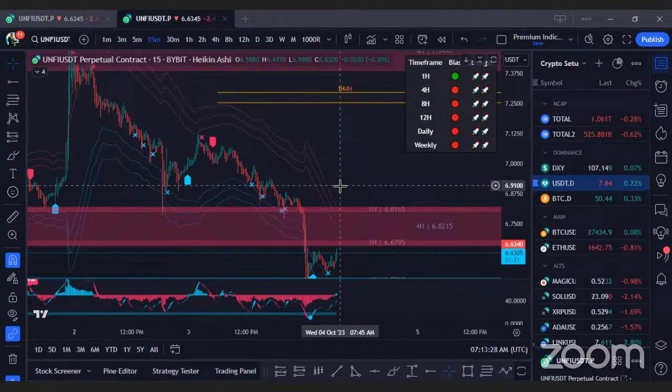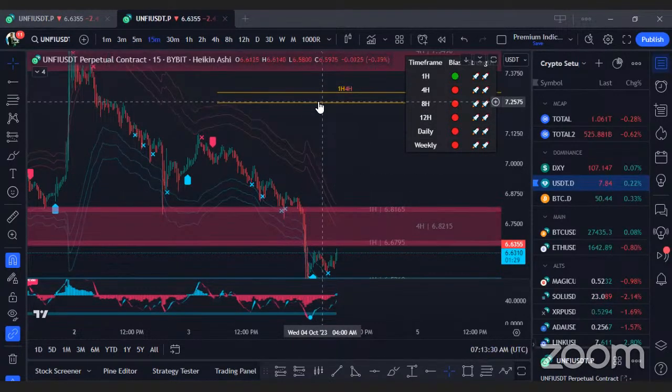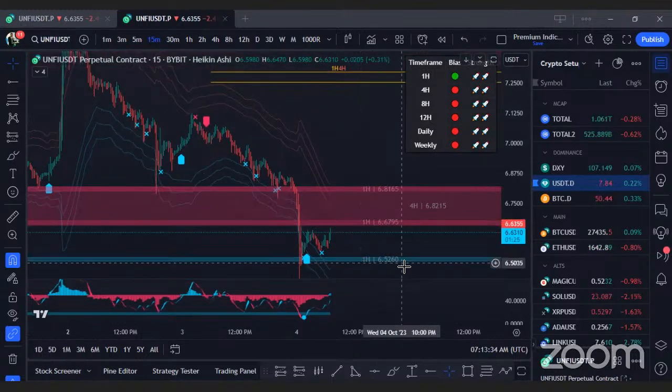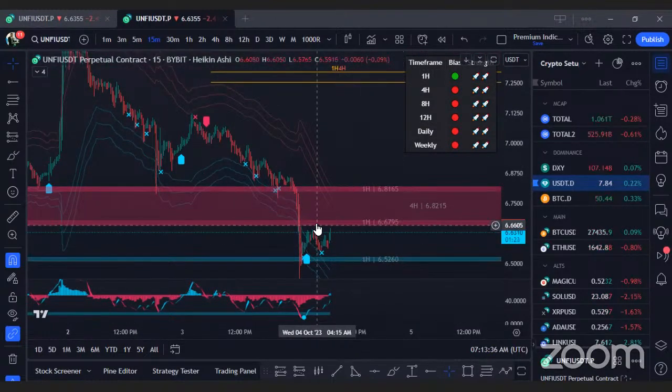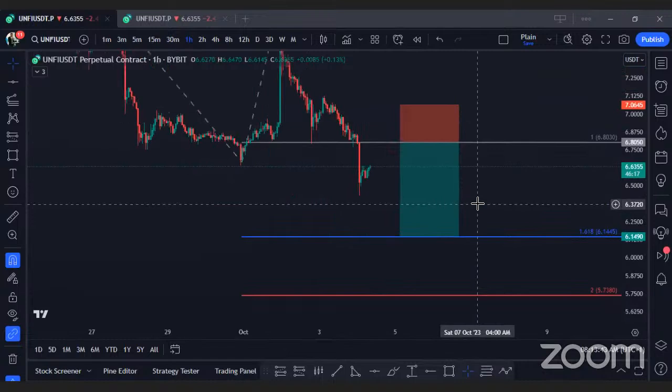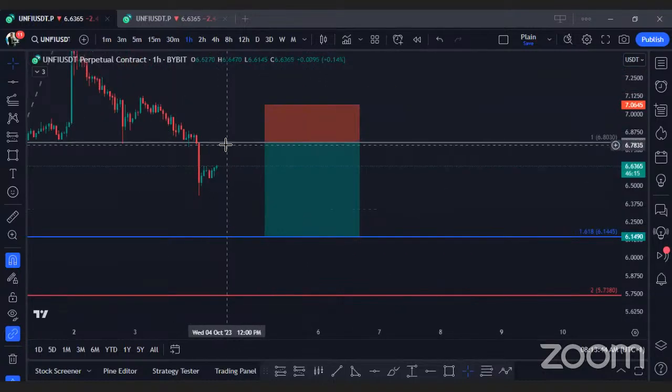But if you do break above this level, then you can be looking at this token coming back to that 7.2 before going back down again. So that's basically what I'll be looking at. At 6.7, be looking for a short trade, and you have to see all of the indications. Like, oh, this is coming back up, and then there is a rejection here and all of that.